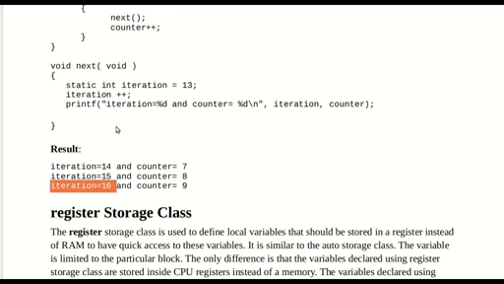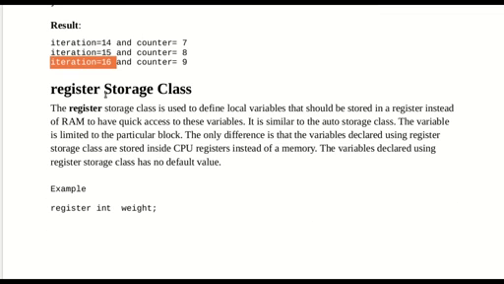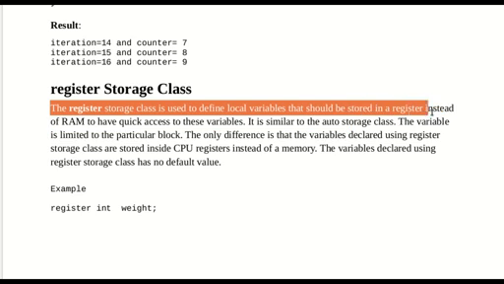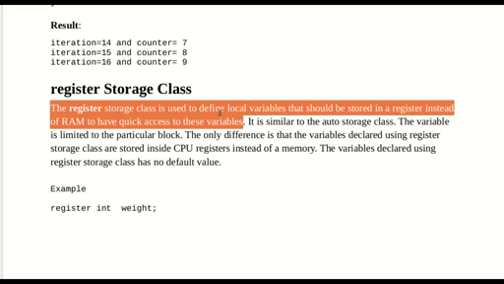Next one is the register storage class, which is the last one. The register storage class is actually used to define local variables that should be stored in a register instead of RAM to have quick access to these variables. All the storage classes that we have defined earlier, that is auto, extern, static, are actually stored in RAM. But in the case of register storage class, the CPU register is used for its storage purpose. That is why it is called register storage class.